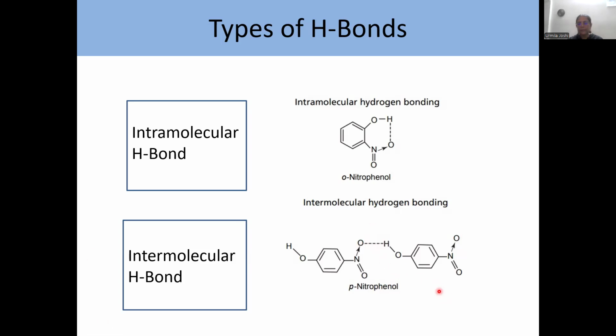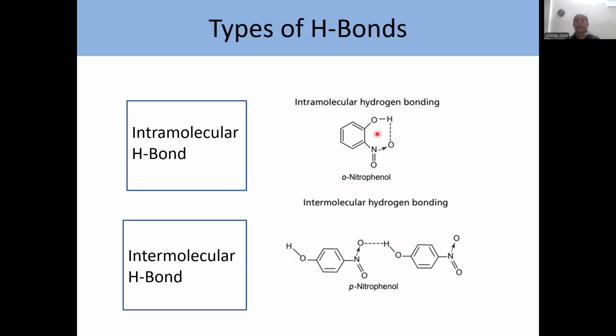Have a look at this. This is one molecule of paranitrophenol. This is another molecule, and they have formed a hydrogen bond. The hydrogen bond acceptor has come from the nitro group of paranitrophenol, and the hydrogen bond donor has come from the phenolic OH group of another molecule of paranitrophenol. So this is a hydrogen bond.